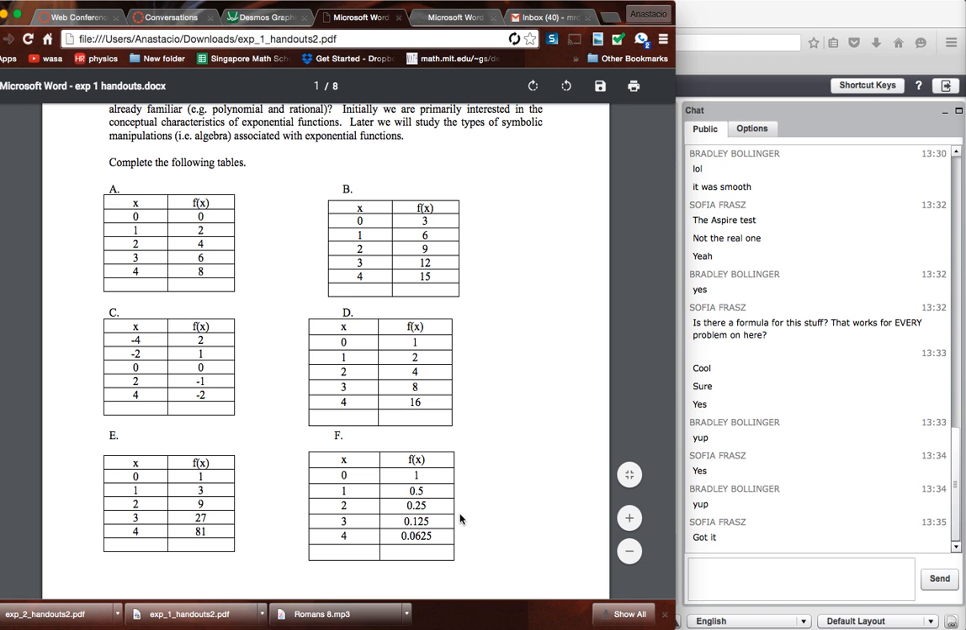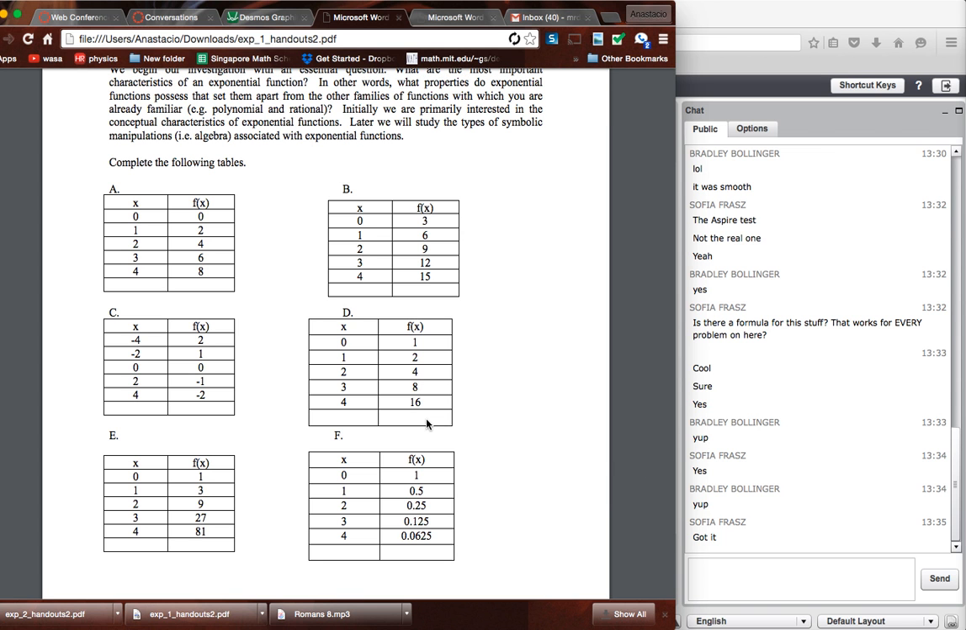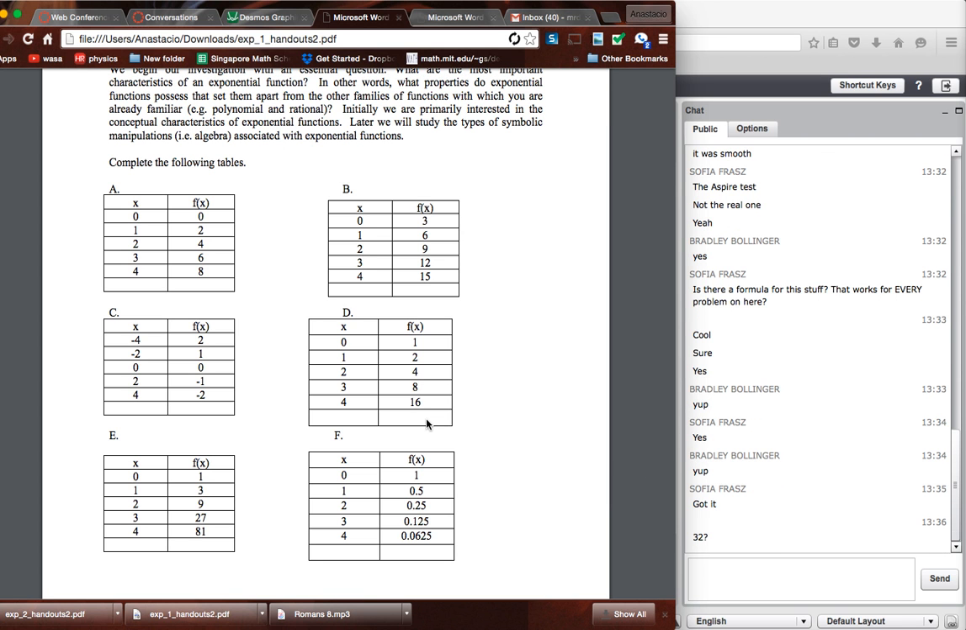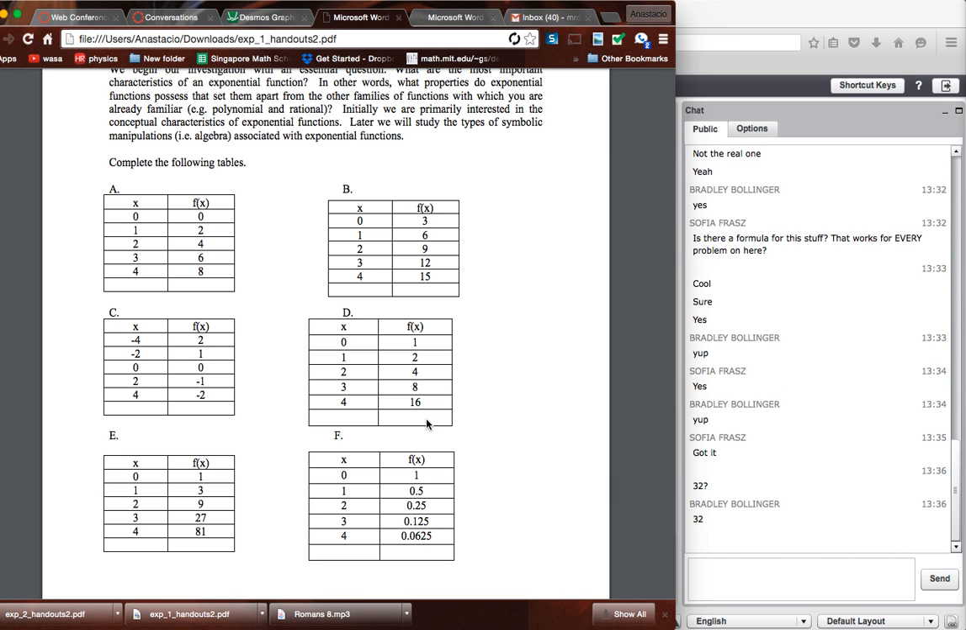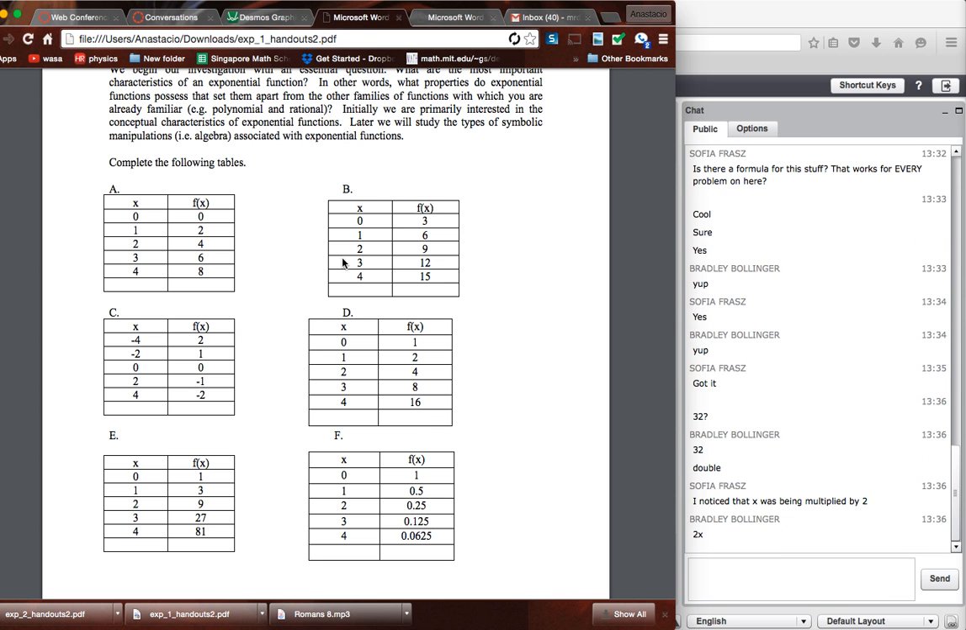All right, so here's what I'm going to do. I'm going to start this off with, let me see if you guys can figure out the pattern. I'm going to start off with table D. So I've got 1, 2, 4, 8, 16. What's the next number? 32. Exactly, it's 32. Now, how did you get 32? You doubled it. Okay, all right, cool. Now, how's about this one? 3, 6, 9, 12, 15. What's the next number on B?